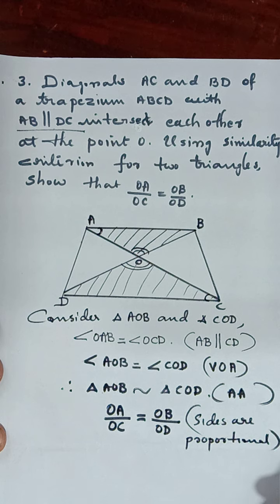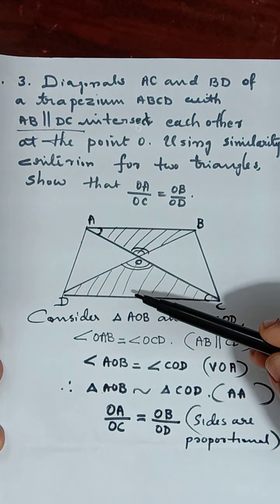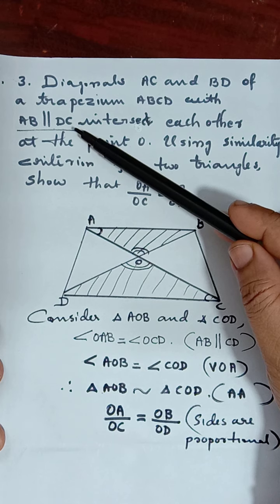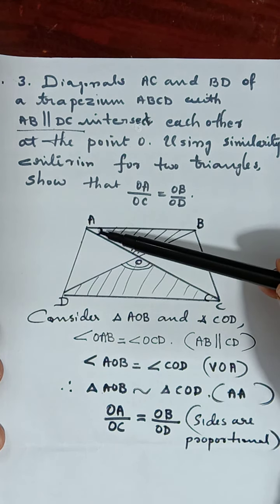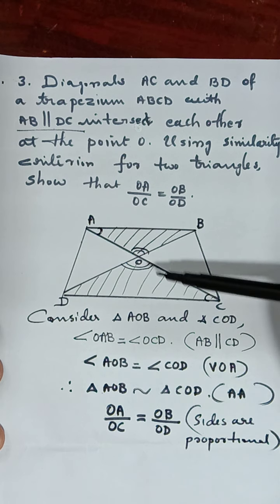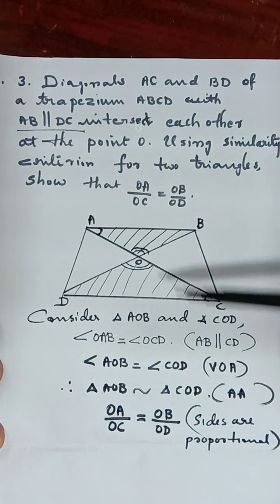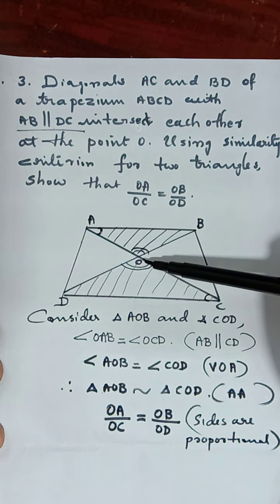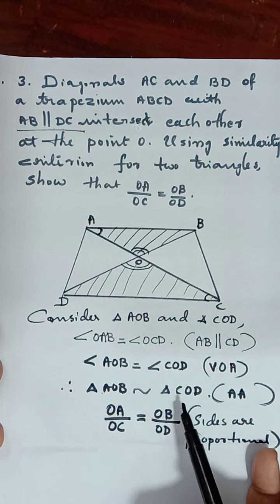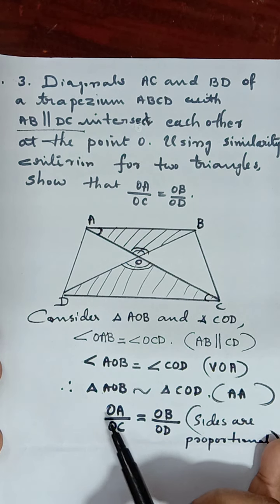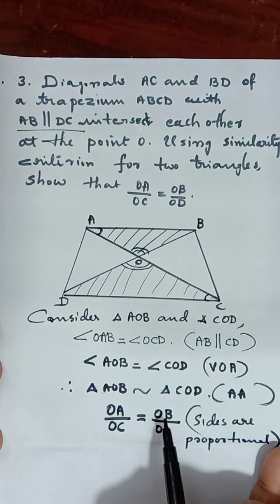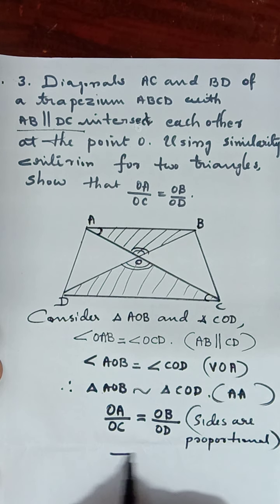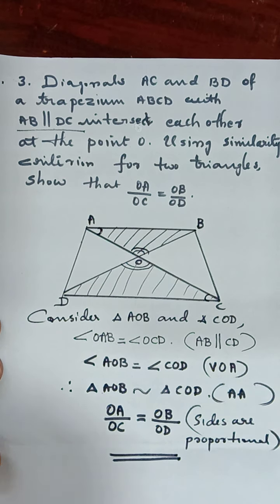So it's very simple. We are considering similarity of two triangles. From the given point we start with, since AB parallel to DC, we can say that these two angles are equal. Also vertically opposite angles equal. By AA similarity triangle AOB similar to triangle COD. Arrangement of the side is very important. Then OA by OC is equal to OB by OD. Hope you understood. Stay safe.